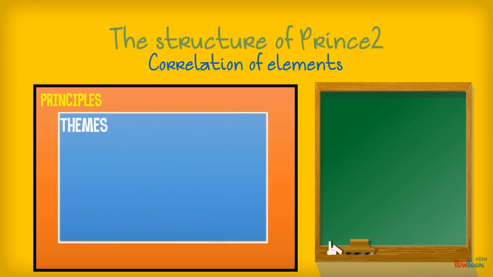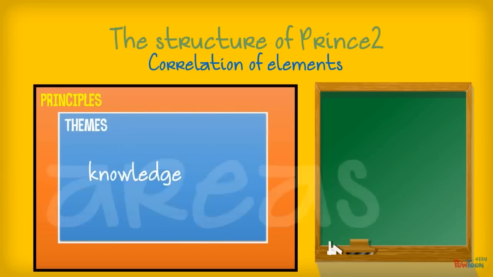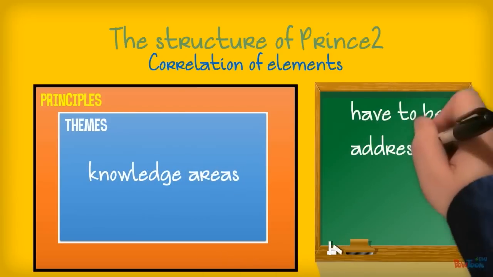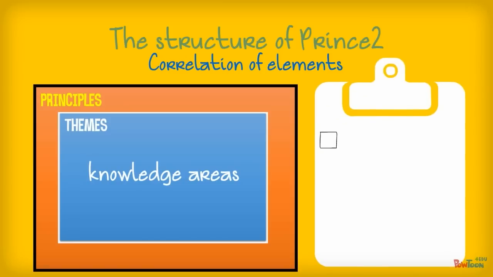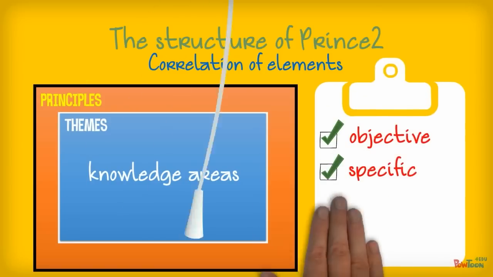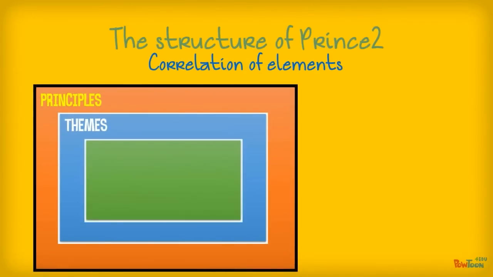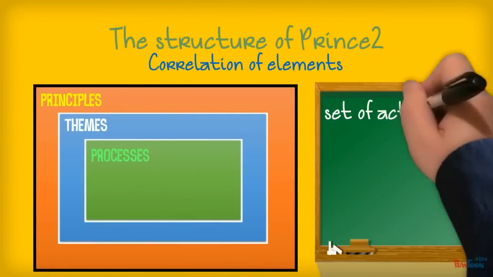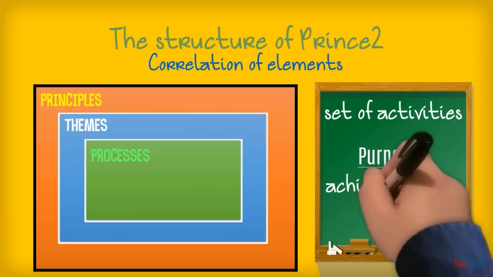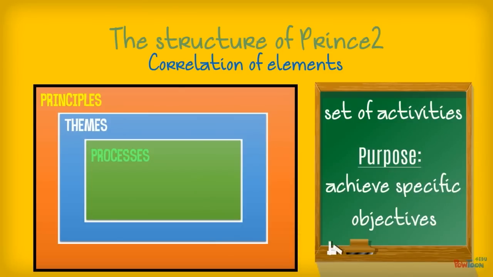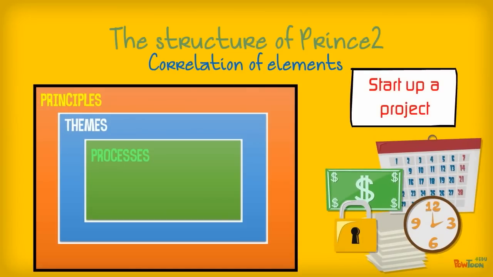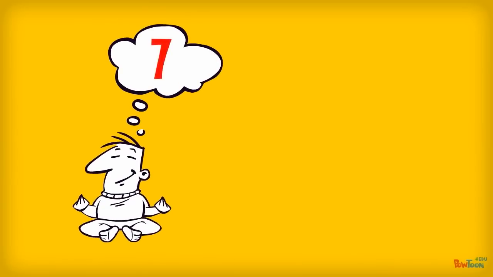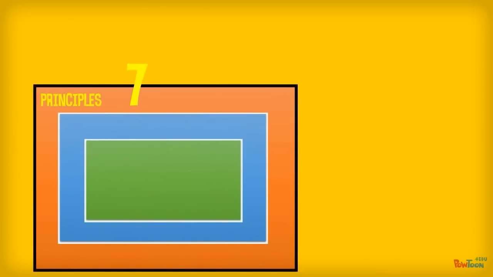Then we have the themes, which are basically knowledge areas that have to be addressed at the start of the project. Differently from the principles, the themes are more objective and therefore more specific. Lastly, we have the processes. They are a set of activities whose purpose is to achieve specific objectives, as for example, all activities involved in starting up a project. There are 7 items for all of these elements: 7 principles, 7 themes, and 7 processes.